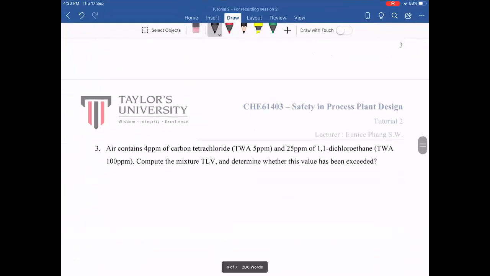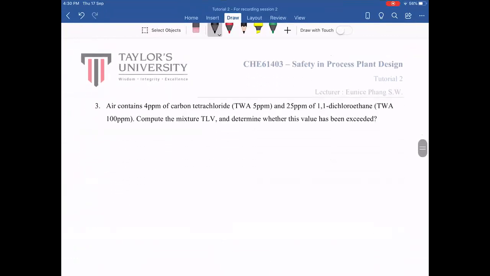So in that case, let's move on to question 3. Question 3 is very similar to question 1. In fact, it's easier than question 1, but there's also an extra step: to see if this air, which contains 4 ppm of carbon tetrachloride and 25 ppm of 1,1-dichloroethane, exceeds the value. So you have to calculate the mixture TLV. Then you calculate whether it has exceeded the value that you calculated or not. Take 1 to 2 minutes to get this done. It's a straightforward question.